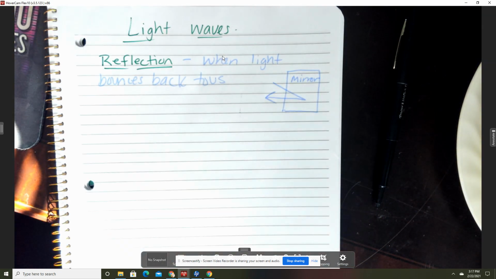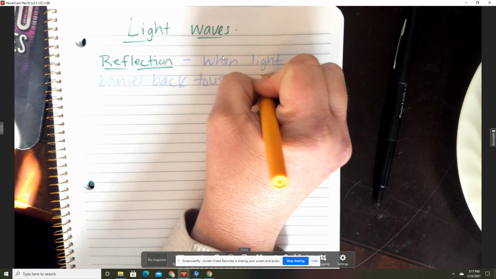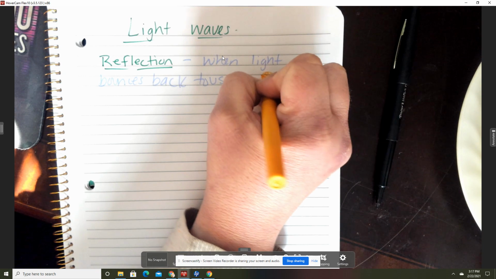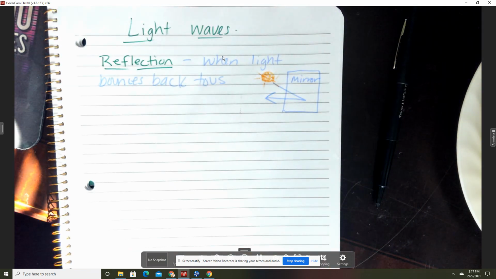I'm going to put, so this is like the light. The light wave. My pens. I don't know why I'm going through pens so much this year.